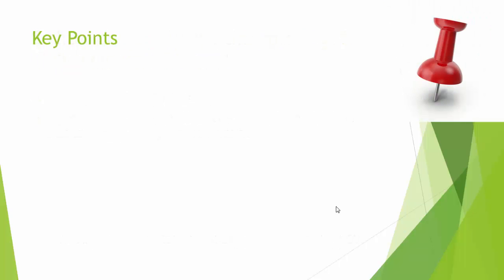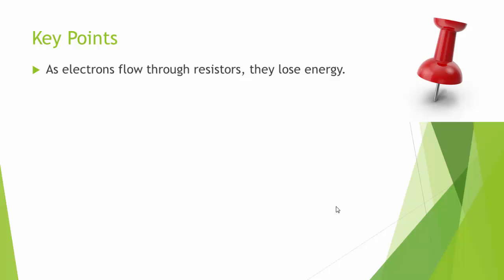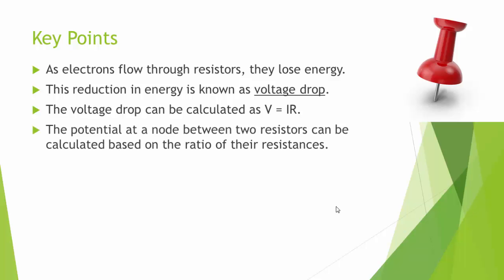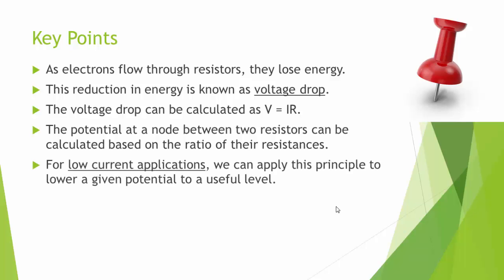Okay, so let's wrap up for today then. Our key points. As electrons flow through resistors, they lose energy, and this is manifested by a drop in potential called a voltage drop. We can calculate the voltage drop in several different ways, including using Ohm's law, V equals IR. We can also calculate the potential at a given node using the ratio of resistances for series resistors. And we can apply this concept in low current applications to create a voltage divider.